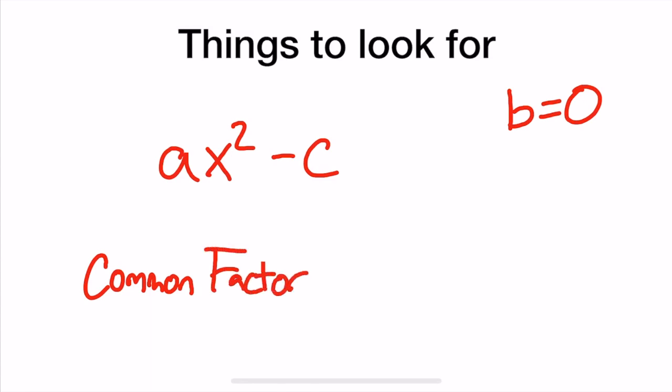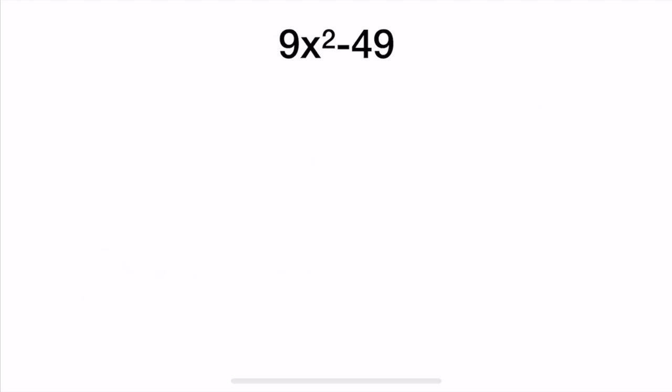So now let's try a problem. All right, this says 9x² minus 49. Now, in this case, we're not going to start out with one where the leading coefficient is 1 because I wanted to try something a little harder. So the first thing I look at is, do I have any common factors between 9 and 49? And in this case, the answer is no.